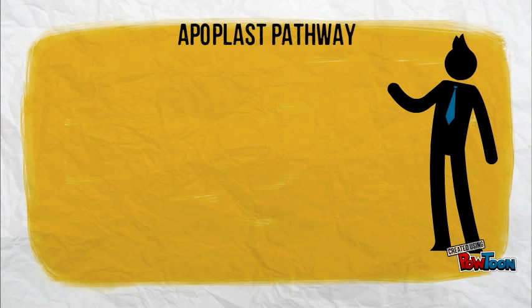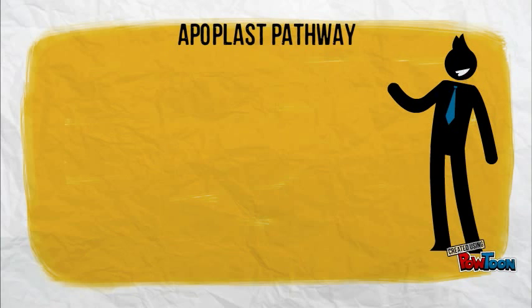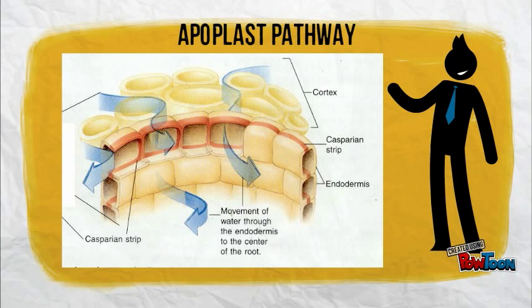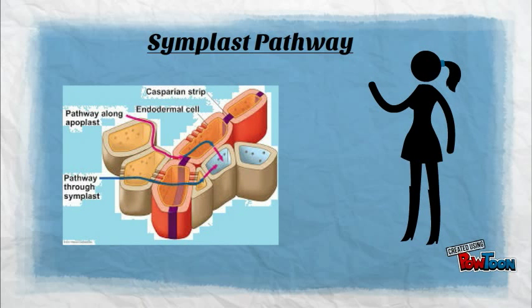It consists of cell walls between cells and spaces. It stops at the endodermis due to the waterproof Casparian strip which seals the cell walls. Here water enters the symplast, crossing the cell membrane by osmosis. Symplast pathway: water moves across the root from cytoplasm to cytoplasm by osmosis. It passes from one cell to the other via plasmodesmata. This is the only way across the endodermis.